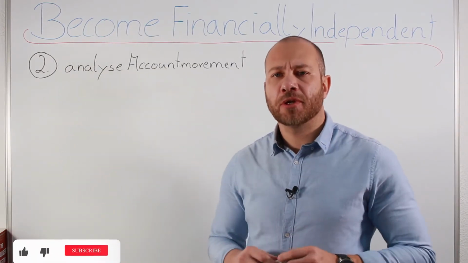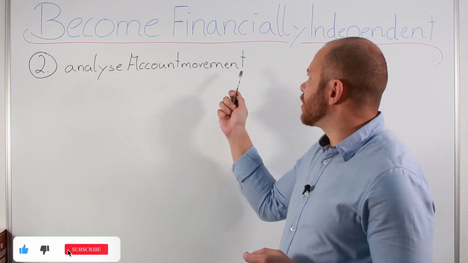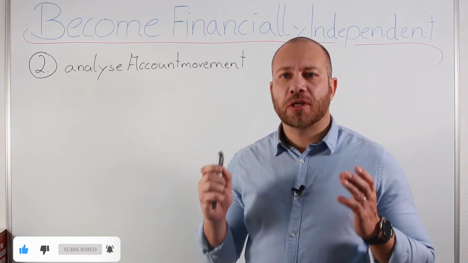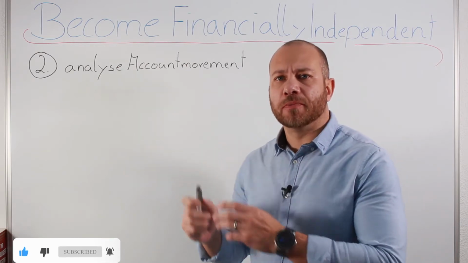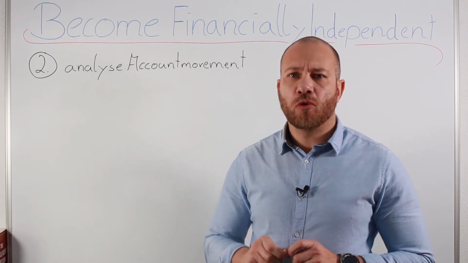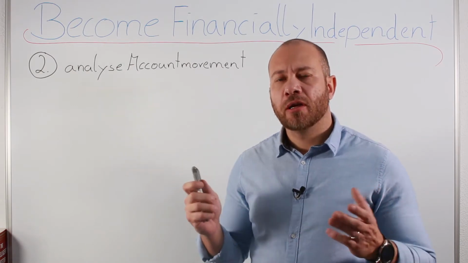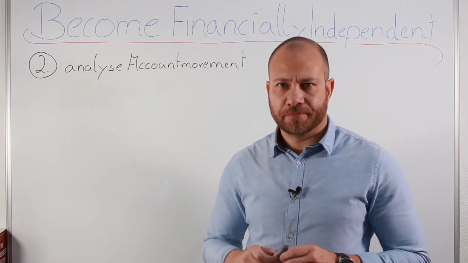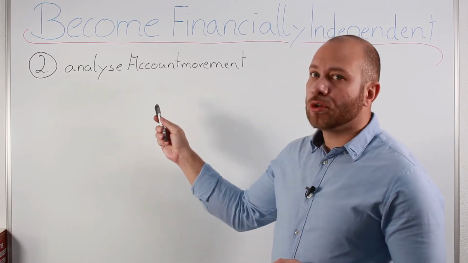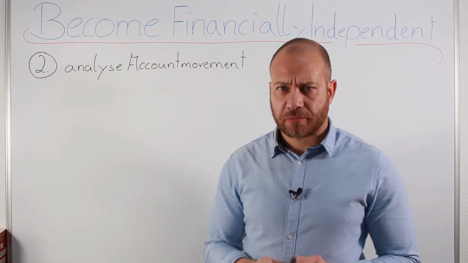The second step is to analyze your account movement. So where your money comes in and where your money goes out. For example, your fixed expenses you have over the year. Try to make it monthly, so you have a better overview of your money.